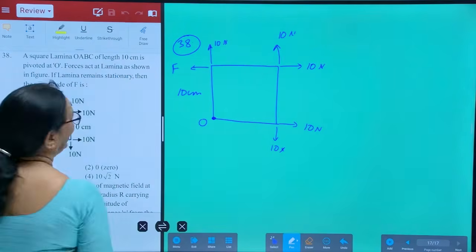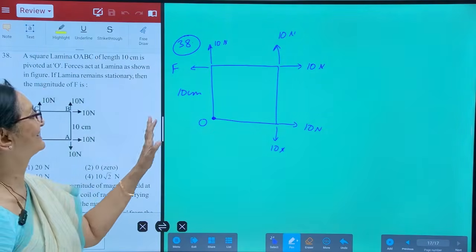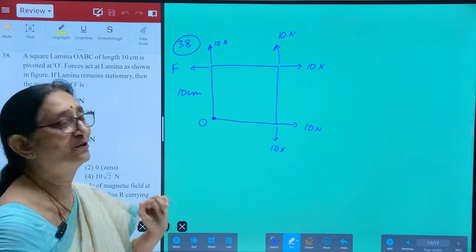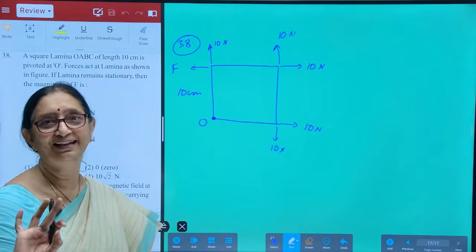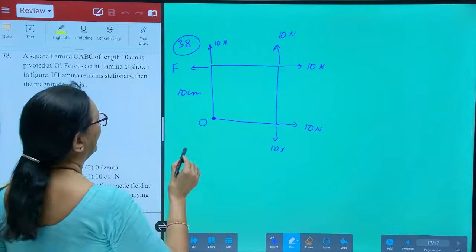See here, if you really look at the problem, you can directly say by gut feeling or whatever, the answer is 10. But you are not supposed to tell the answer like that. You have to work it out. Now, look here.